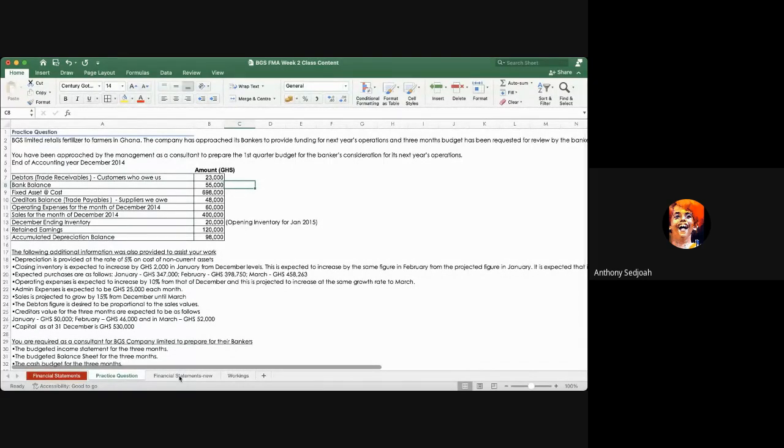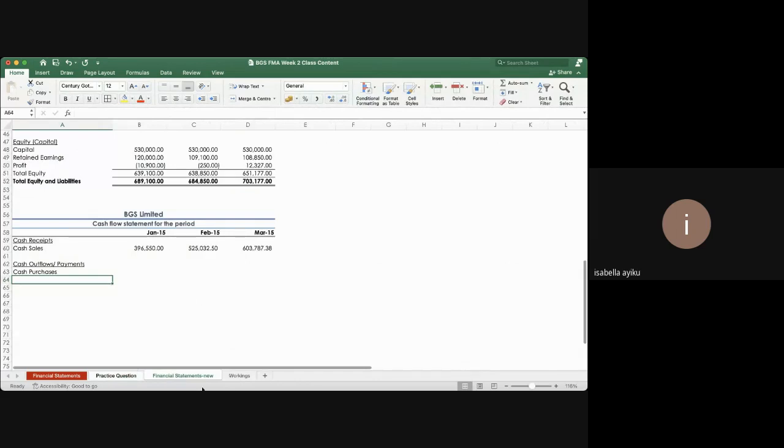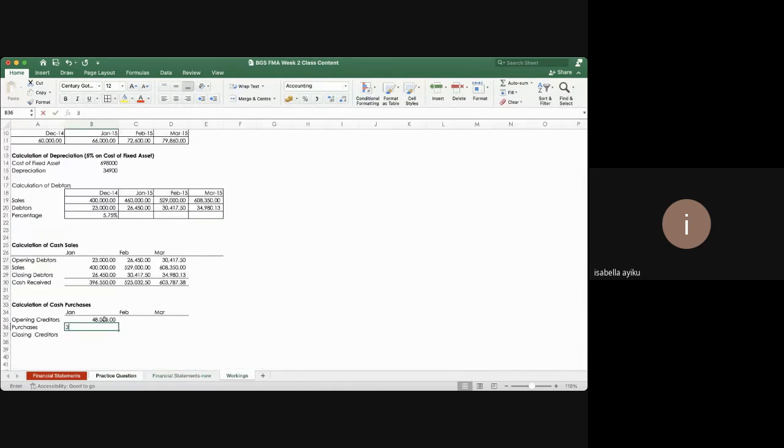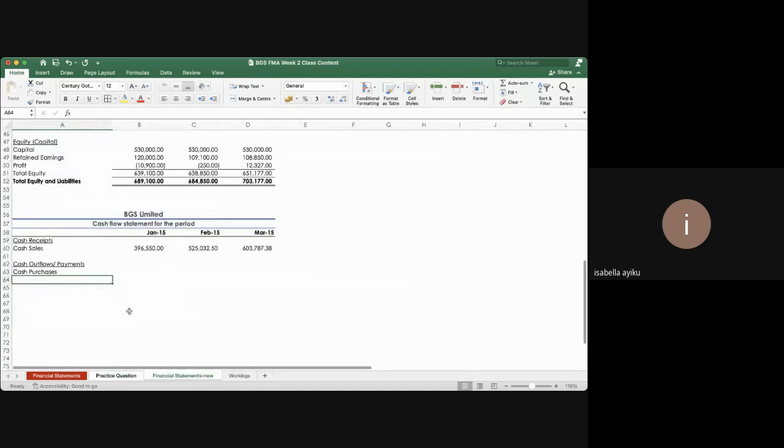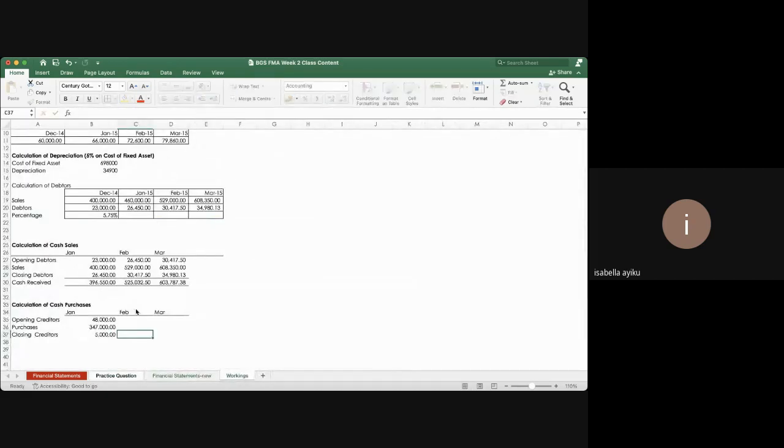So Isabella, let's continue. So it's 347,000. Then the closing for January is 50,000. Okay. So it's going to be the same formula. The opening plus what we bought minus what is left at the end is the cash that has moved out.